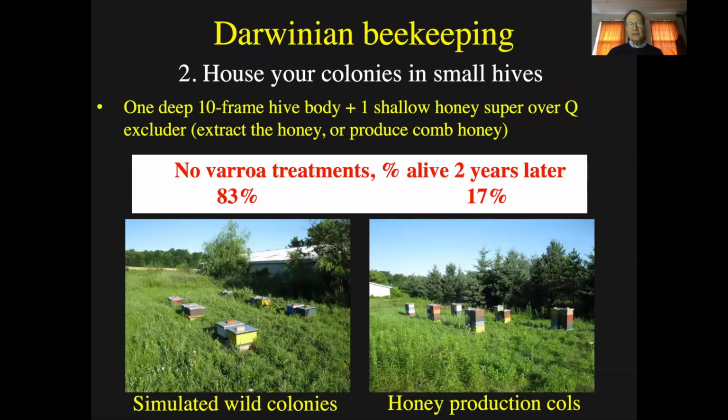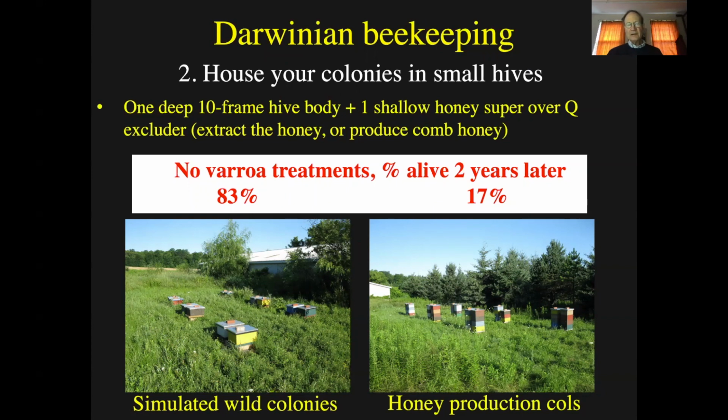So second suggestion for Darwinian beekeeping, house your colonies in small hives. And when I say a small hive, what I'm referring to is 1 deep 10-frame hive body and 1 shallow or medium honey super over a queen excluder. And the reason you want to use a queen excluder is you want to be able to take that honey super off without removing brood. If you want to take honey away from the colony, you don't want to mess up their brood nest.